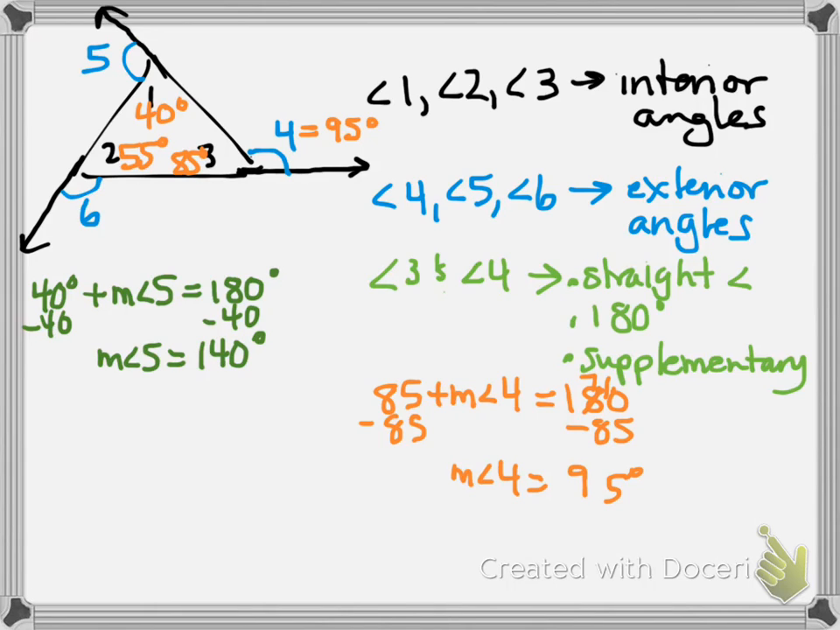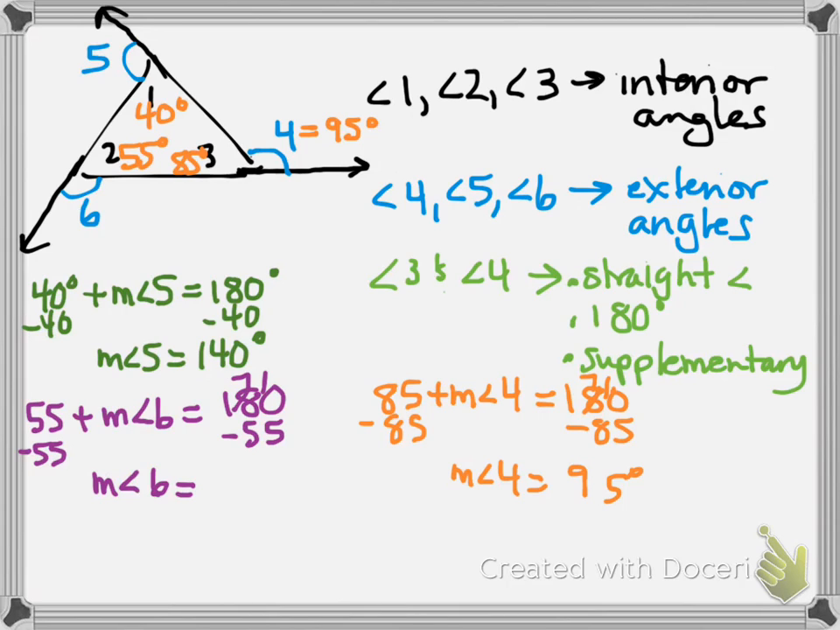Okay, let's keep going. We got one more here. The measure of angle 2 is 55 degrees plus the measure of angle 6. And we know they equal 180 because that's a straight angle and they're supplementary. So if I subtract 55 from both sides, I get that the measure of angle 6 equals what? Say again? 125 degrees?